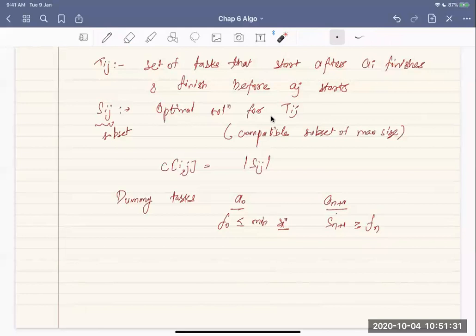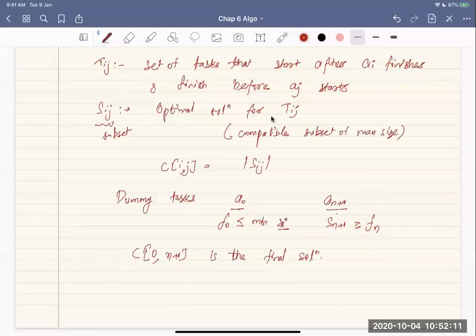Now if I consider these two dummy tasks, can I use my definition to define what is the final solution? If I take all the tasks that start after A0 finishes, fine, its finish time is the smallest, smaller than the start time of any activity, and that finish before A(n+1) starts, which is larger than the largest finish time. Then I'm done. So C of 0, n plus 1 is the final solution.